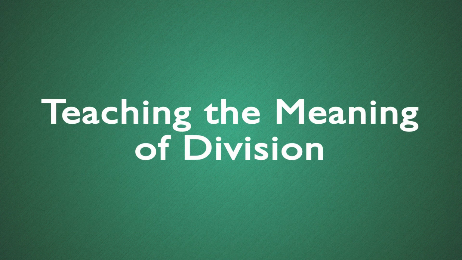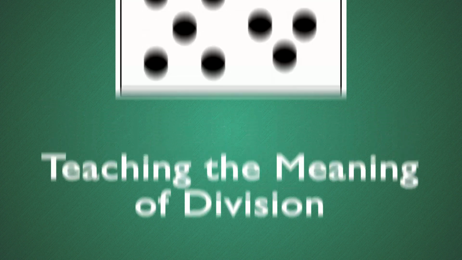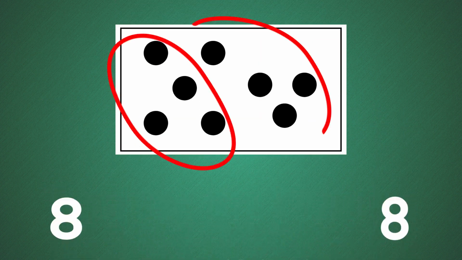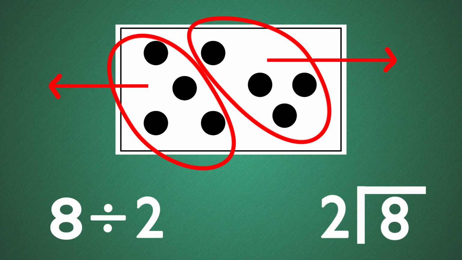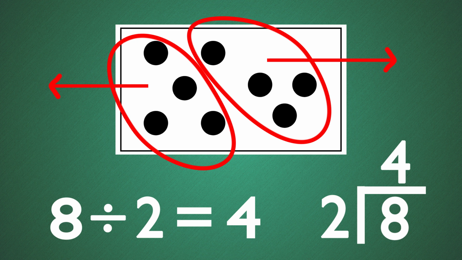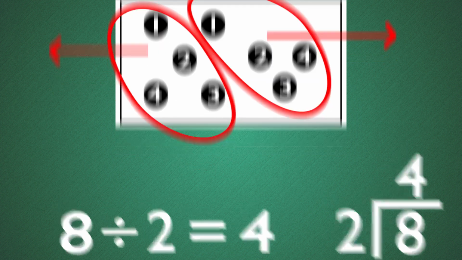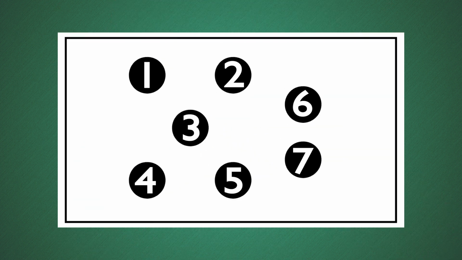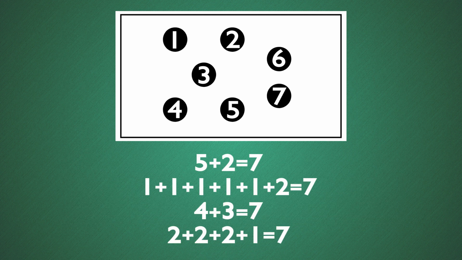When teaching the meaning of division, present 8 and state 8 divided by 2 is equal to 4 because I have 2 sets and I place 4 dots in each set. Present 7 and ask students to write 4 addition equations whose sum is 7.